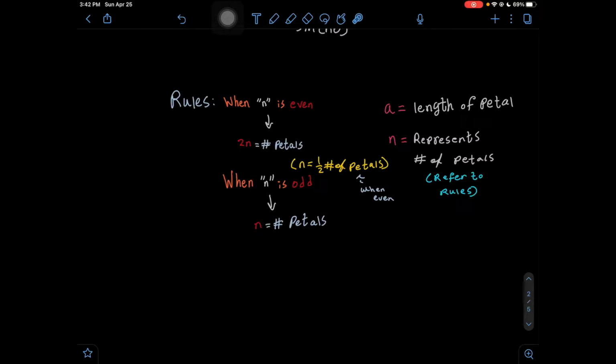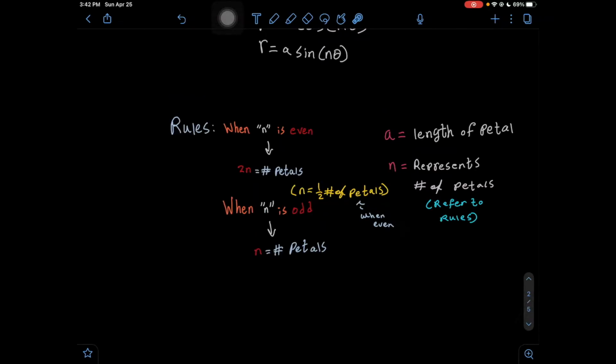Here are the rules that I was talking about. The first rule is that when n is an even number, 2 times n equals your number of petals. And the second rule is when n is an odd number, n equals your number of petals. You can think about n equaling half your petals. And in this scenario, a is going to be representing the length of your petal, and n is going to be representing your number of petals, and you must refer to the rules when using the n value.